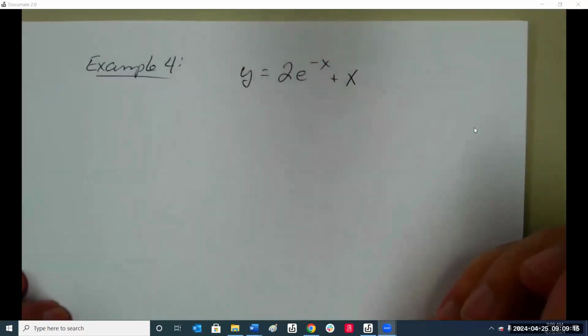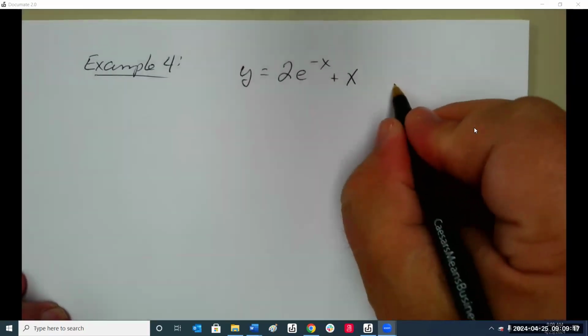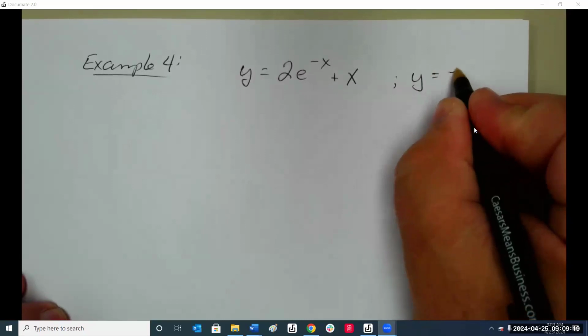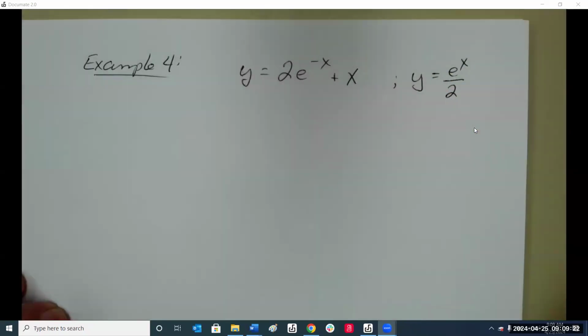There's one function. And the second function is that.